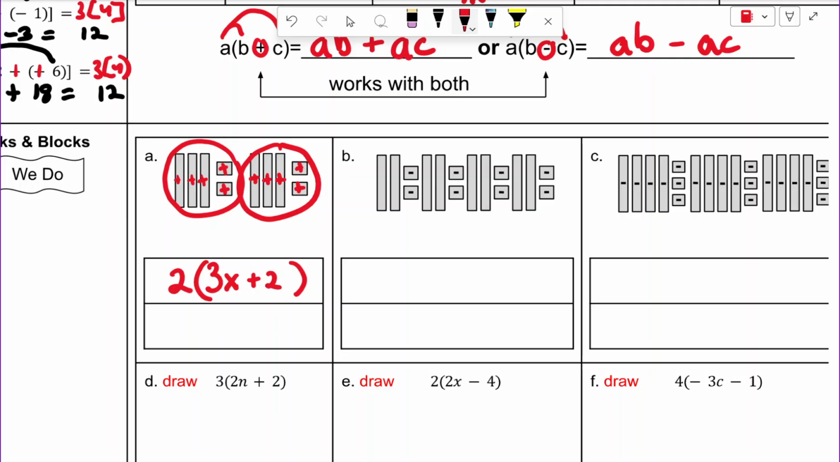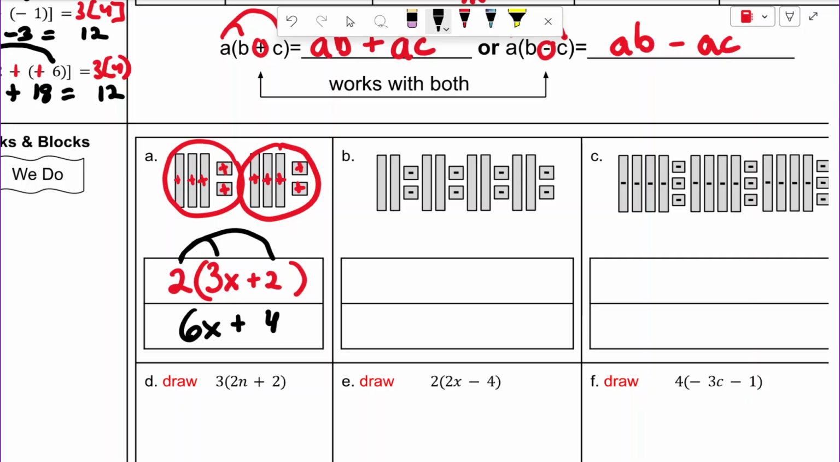Let's find out if this works using the distributive property. 2 times 3x is 6x's. And look at that, there are 6 sticks in the picture. And then 2 times 2 is 4, bring down the plus sign. And there are 4 single units inside the picture. So it did work, we did it correctly.